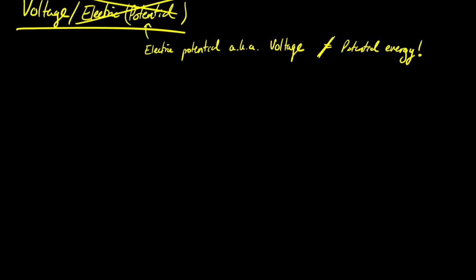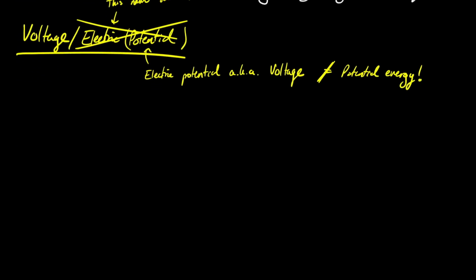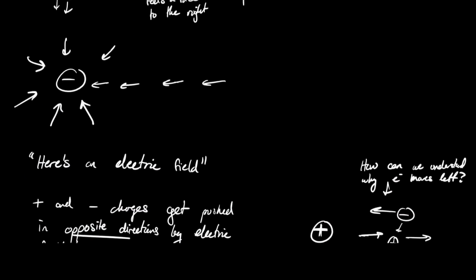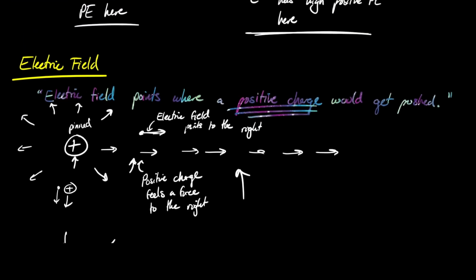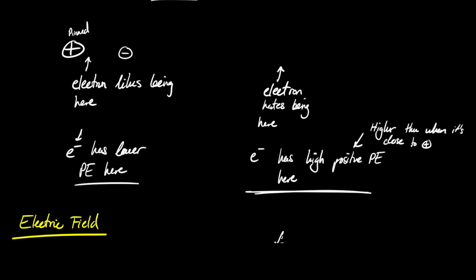Okay, now for the last section, we compared and contrasted force versus electric field. The whole key to the difference was that electric fields point where, and it included this special term where positive charges specifically would get pushed. Basically, voltage is going to do the same thing, just for potential energy.